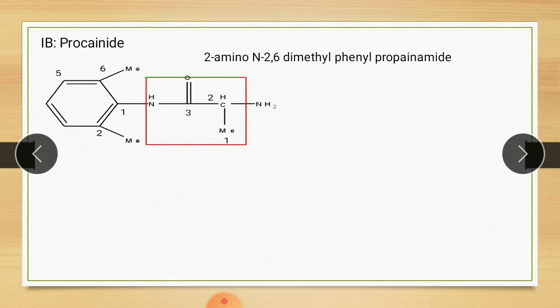Then in case of first B class, the drug is procainamide. So this is the structure of procainamide. Here the basic nucleus is 3 carbon with an amide group, that is propanamide. So the IUPAC name: 2 amino, so here this amino group is attached on the second position. Then N means this N. This ring is 2,6-dimethyl phenyl. Basic nucleus is propanamide. So the IUPAC name is 2 amino N 2,6-dimethyl phenyl propanamide.